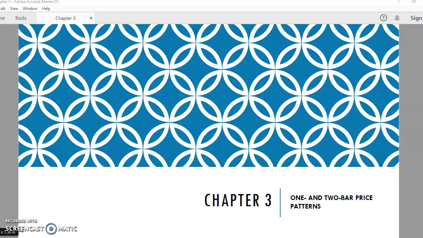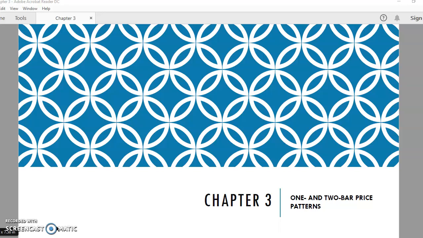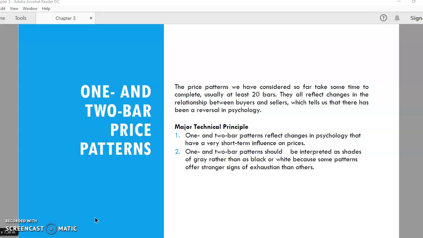Okay, for today's lesson, we will discuss the 1 and 2 bar price pattern. This 1 and 2 bar price pattern is related to the pattern that appears when we use the bar chart. If you remember, as I mentioned earlier, as a chartist we can choose either a line chart, bar chart, or a candlestick chart. So this 1 and 2 bar price pattern is only available for a bar chart.